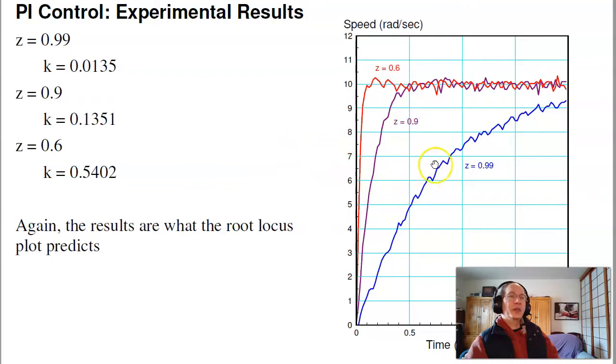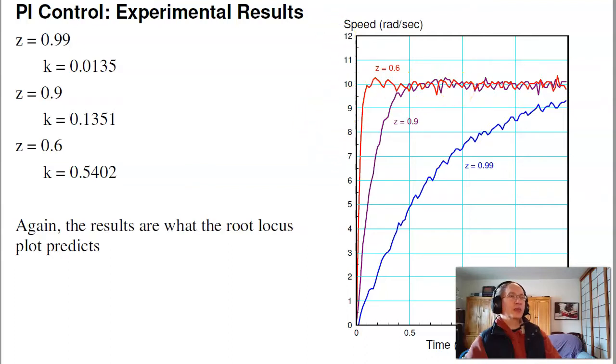If I plot the step response with the PI compensator, again the poles are always on the real axis, so likewise I have no overshoot. If I put the pole at 0.99, I get a slow system like I expect. 0.9, faster system, no overshoot. 0.6, even faster, no overshoot. And the steady state error is always 0. This is a type 1 system. So what this is saying is that root locus really, really works. I'm getting the response exactly like the root locus predicts.